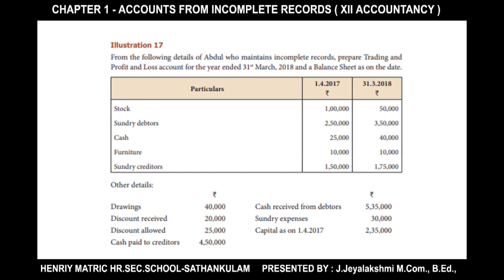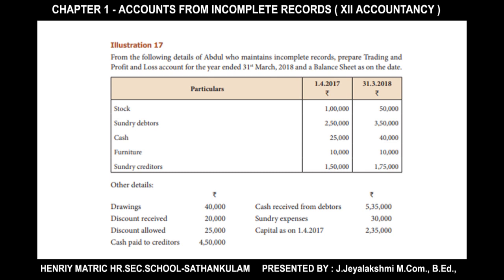Okay, now here we have to prepare the total debtors account. Then we have to create the total creditors account. Then only we can calculate the trading and profit and loss account. Then we have to prepare the balance sheet. I think you have studied trading and profit and loss account in 11th standard, so you may recall the formula. Okay, now we can go through the information.